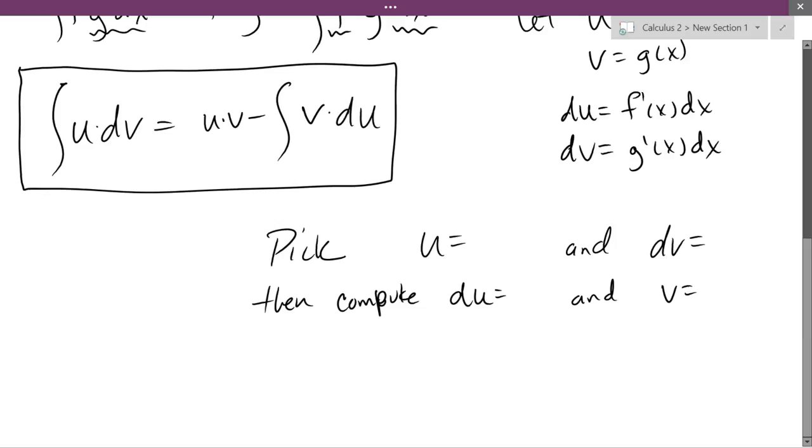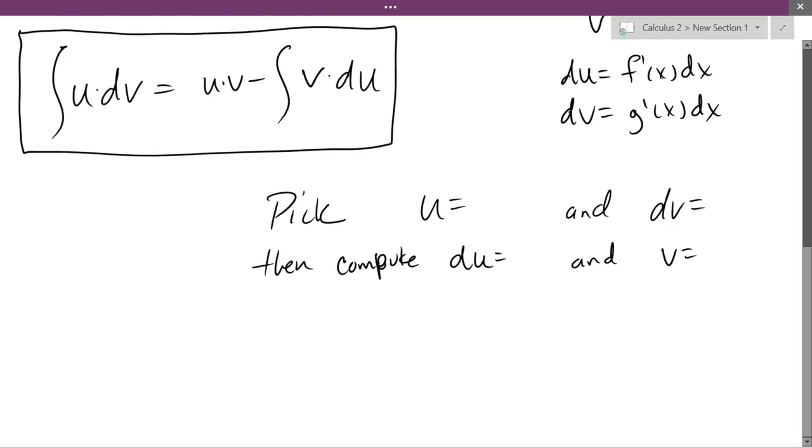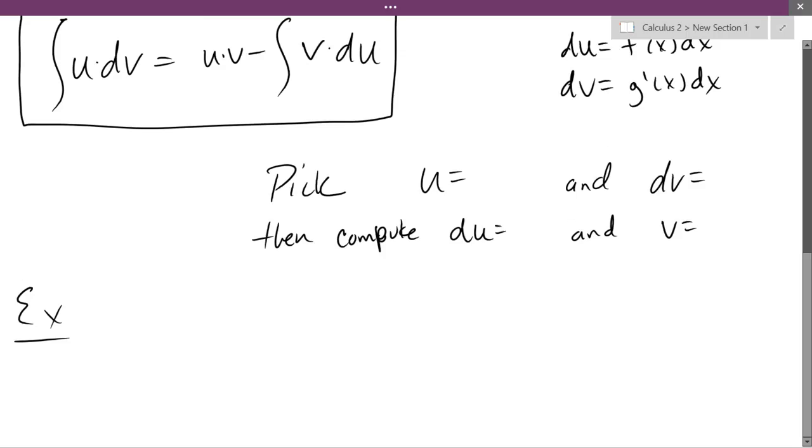All right, so what's the big deal? What can we do with this? So we're going to go through a series of examples that hopefully will make this clear. So first one, and there are certain guidelines as to what's a good u, what's a bad u, what's a good dv, and what's a bad dv. And I'll try to pick bad ones and see what happens. So we're going to find the integral of x cos x dx.